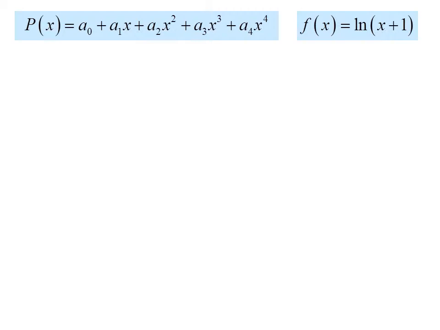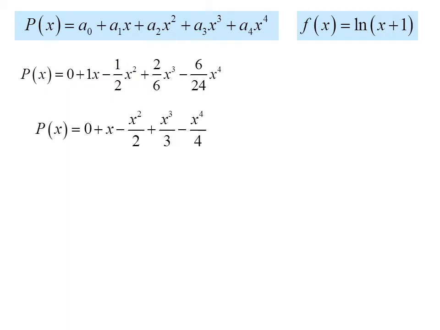So inserting our values for a, we find our approximation p of x equals 0 plus 1 times x minus 1/2 times x squared plus 2/6 times x cubed minus 6 over 24 times x to the fourth. Simplifying, we get p of x equals 0 plus x minus x squared over 2 plus x cubed over 3 minus x to the fourth over 4. And we notice a clear pattern there, so if we wanted to, we could extend this to more terms.